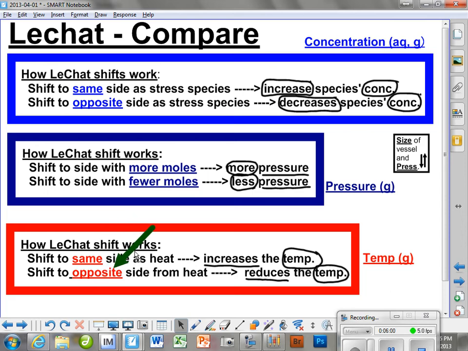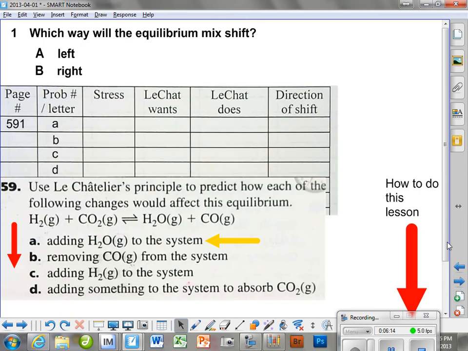If the heat's on the left and we're trying to reduce the temperature, we will go to the opposite side of heat. So that's how we use this little sheet to do our equilibrium shifts. And next comes that Do Now problem that we did in class today.